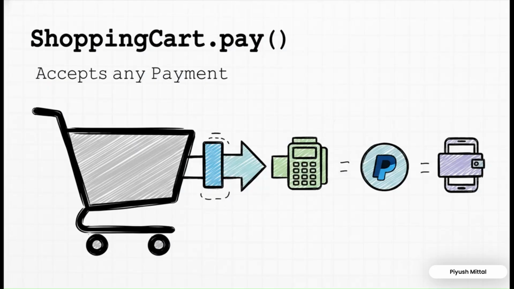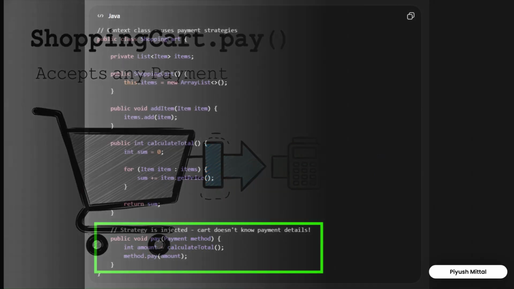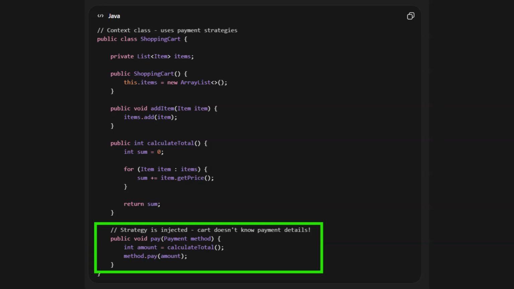And now, here's the real magic. Look at our new shopping cart. Its pay method is so much simpler. It just accepts any object that follows our Payment contract. So the cart doesn't know, and more importantly, it doesn't care if it's getting a CreditCard object or a PayPal object. It just knows it can safely call the .pay method on whatever it receives. That ability for an object to take many forms is called polymorphism, and it is the key that makes this whole pattern work.